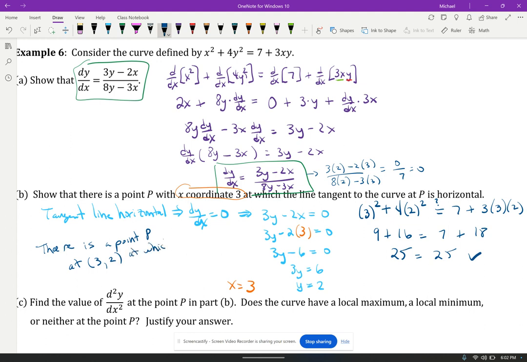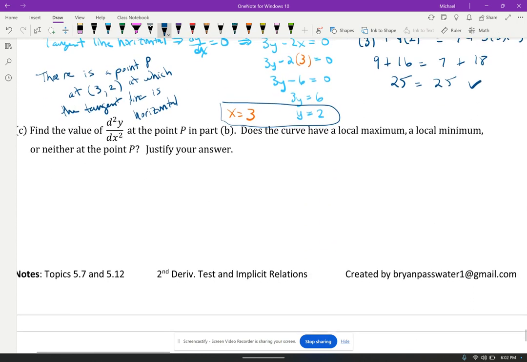at which the tangent line is horizontal. How do I know that? Because this x and y pair made the derivative equal to 0, and this x and y pair is actually on the curve, which I guess I should check first, right, to make sure the point even exists. Does it satisfy that condition? All right, next one.